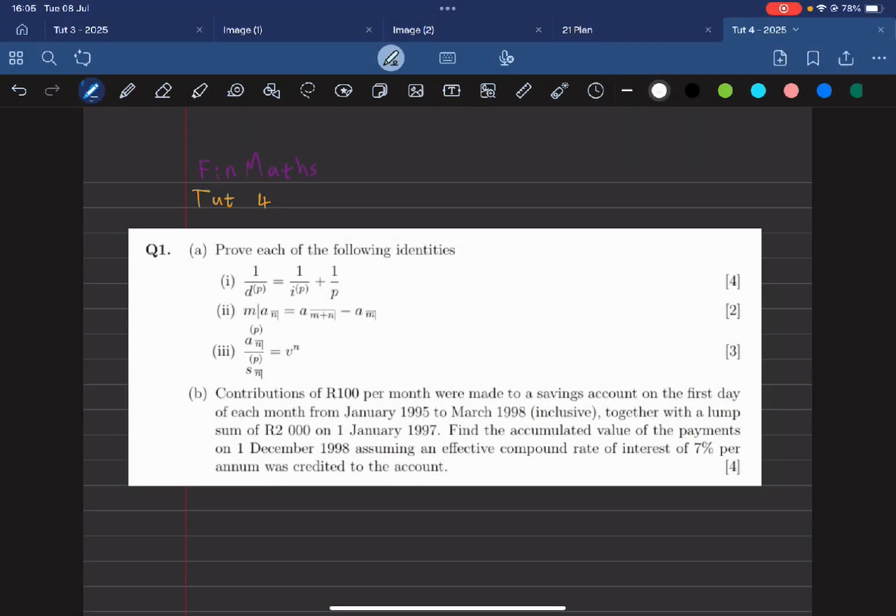Today we're going to be going through some more advanced annuity questions. We're going to have a few proofs, and then there are also going to be some questions that are not proofs, but where we have to find present values and that kind of stuff. So let's start with question one.